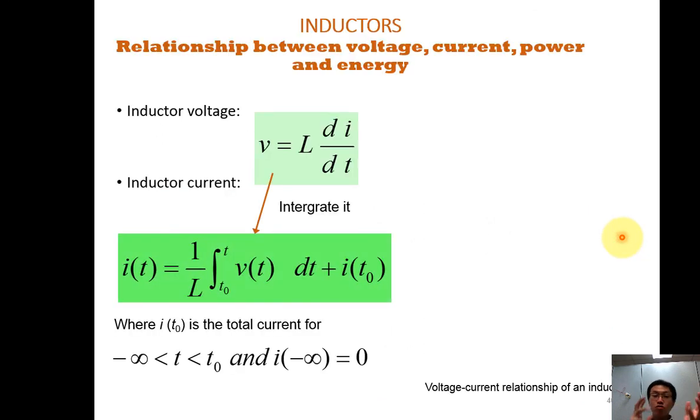So now we need to do some relationships again. We have V equals L di/dt. When we talk about engineering, it always comes with mathematics.